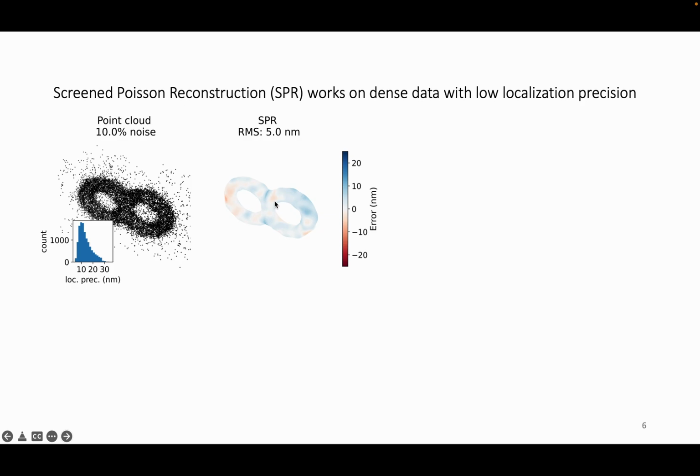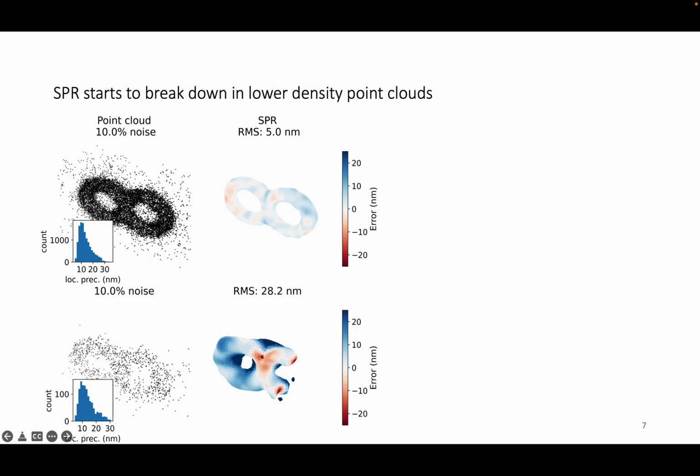So over here in red, you see that this part of the reconstruction is about 5 nanometers below the theoretical surface. Over here on the right in blue, you see that it's about 10 nanometers above the theoretical surface, and on average, according to this root mean square value, it's about 5 nanometers away from the theoretical surface, which is a value that's lower than the average localization precision for this data set, and so we say this reconstruction is pretty good. As the density of the point cloud decreases to more normal levels for SMLM datasets, screened Poisson reconstruction performs worse. It's not fully recovering the underlying structure.